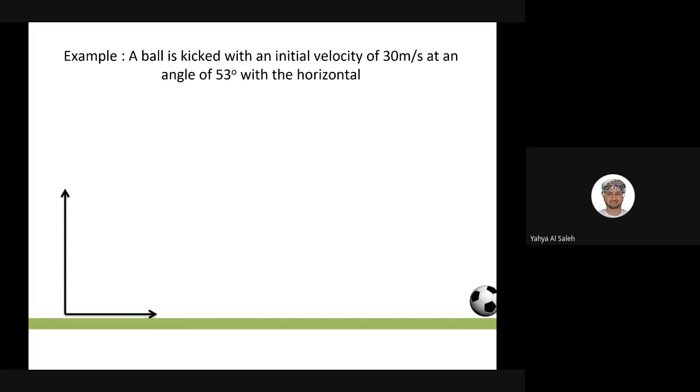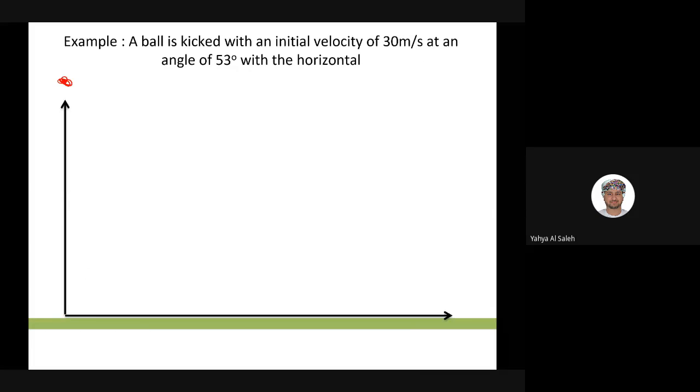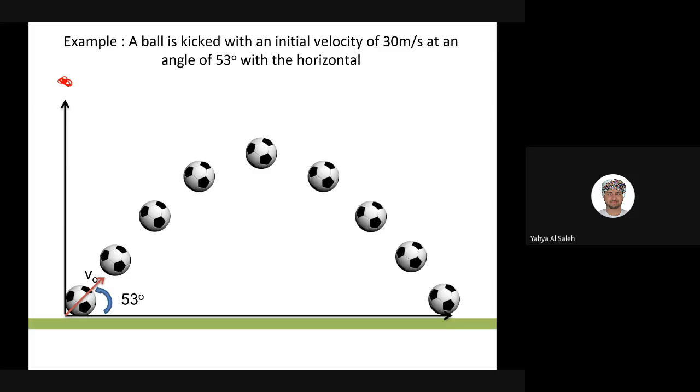Write down your facts, write down and draw. First always draw the problem. Now I'm drawing a lot of details here because this is PowerPoint. If I was doing it on a piece of paper, I probably wouldn't draw any of this. So I draw the x and y axis, I draw my ball, I draw the angle 53 degrees, I draw my initial vector v naught.